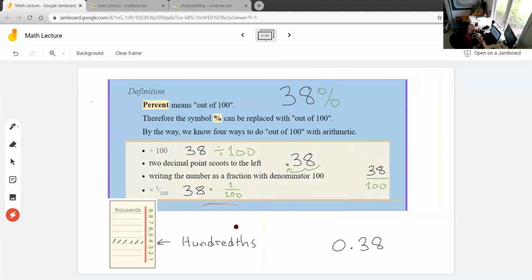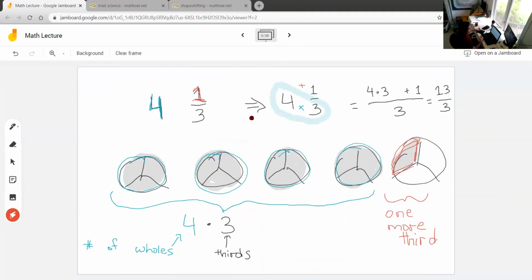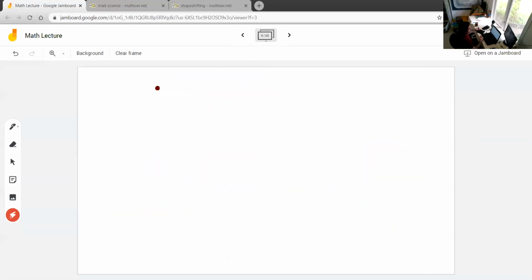1 over 100. It's also true that we were talking about how you get a mixed number into an improper fraction, and you multiply and then you add. So why does that work? We had a picture. Okay, that's where we left off.